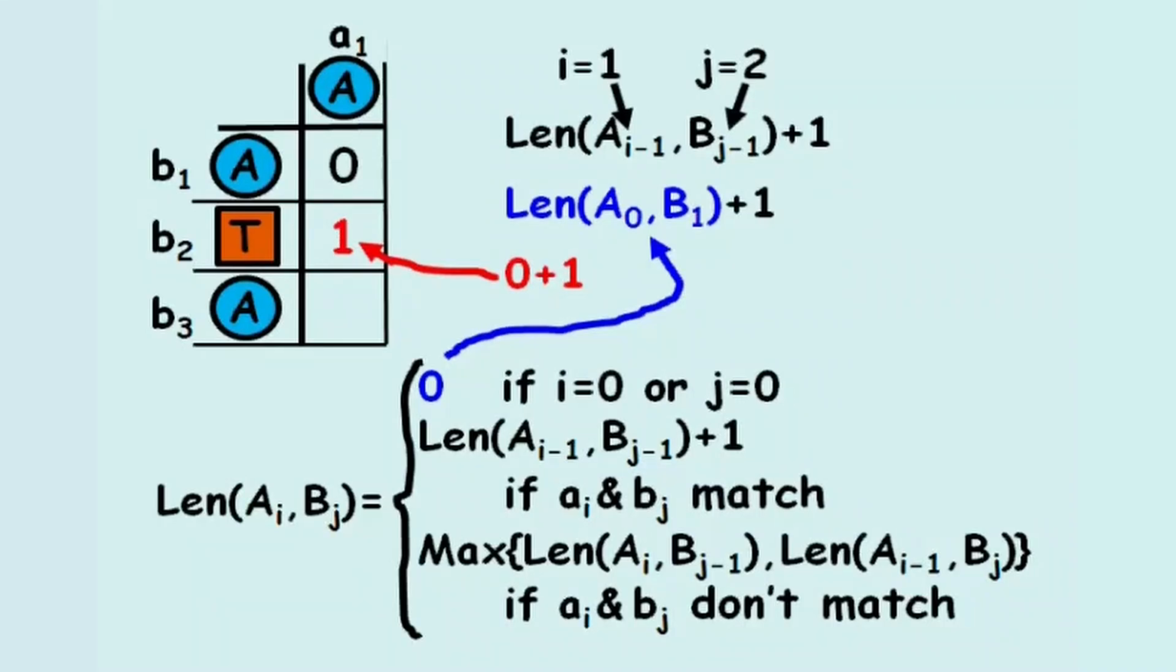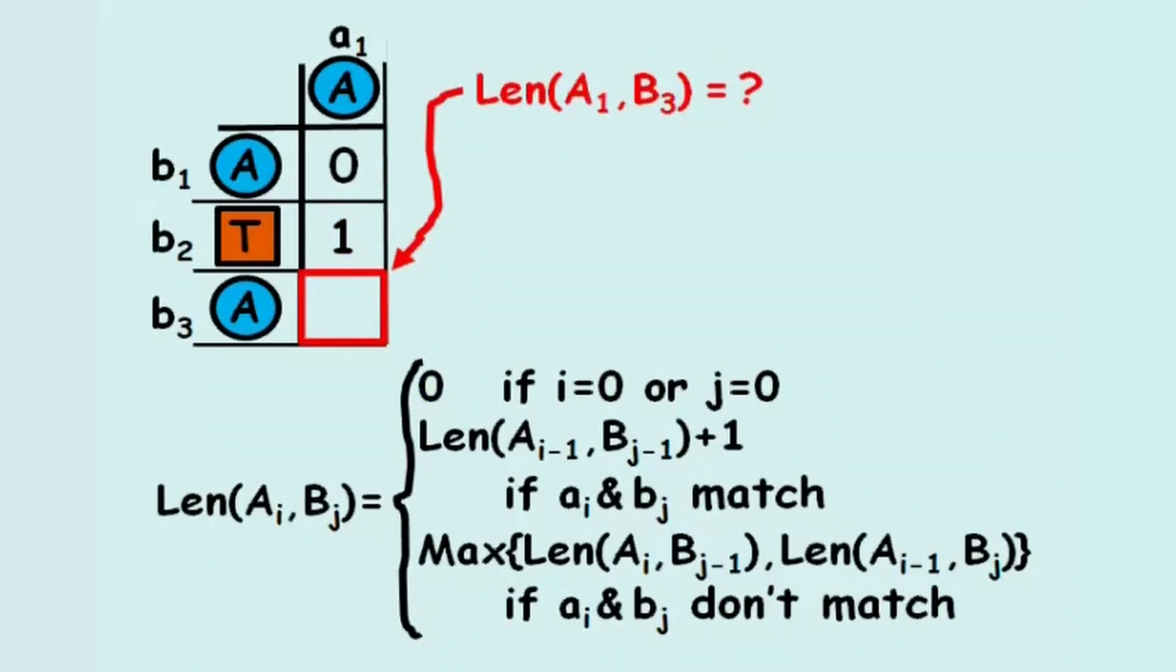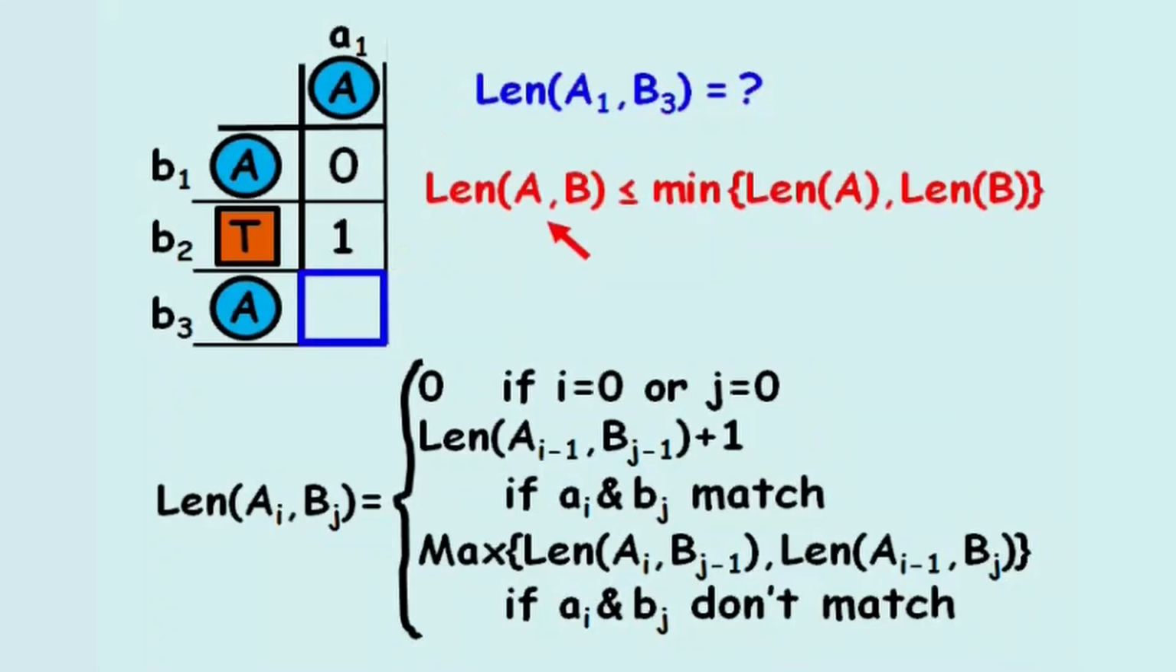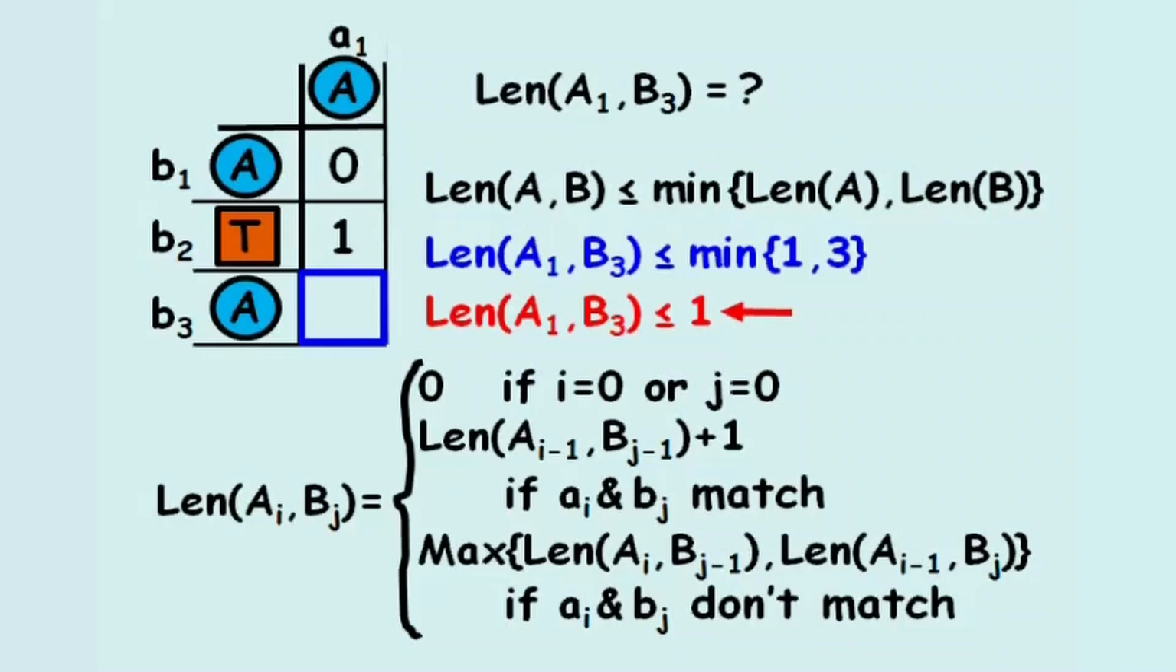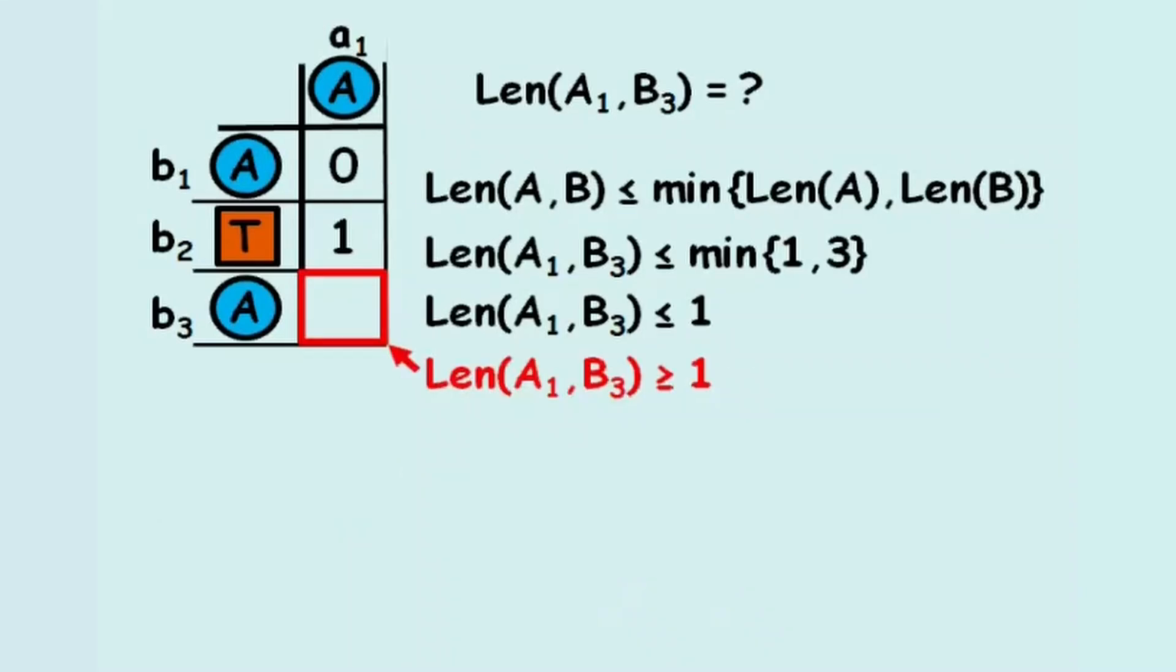After incrementing j by 1, we would normally move on to I equals 1, j equals 3. However, we don't need to evaluate this cell because we already determined that the matching substring is at most the shorter length of the two individual strings, which means length A1 B3 is at most 1. And since length A1 B2 equals 1, we know cell length A1 B3 is at least 1, which means length A1 B3 equals 1.